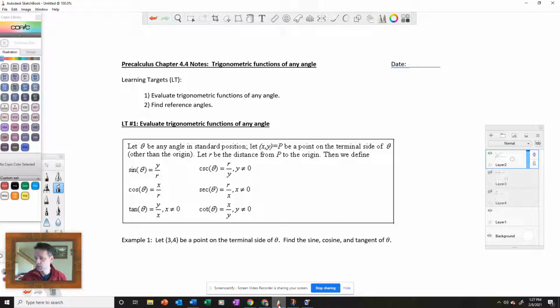This week we are only doing one section, 4.4, and a quiz. So, yeah, you got it. Okay, 4.4 is actually pretty short. It only has 2 learning targets. You see that? You need to be able to evaluate trigonometric functions of any angle, and then you need to be able to find reference angles and use reference angles to evaluate trigonometric functions.